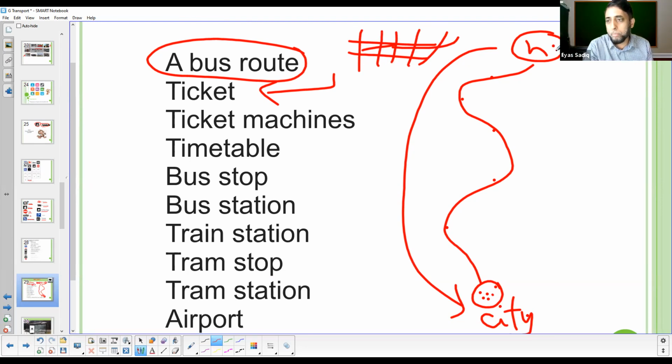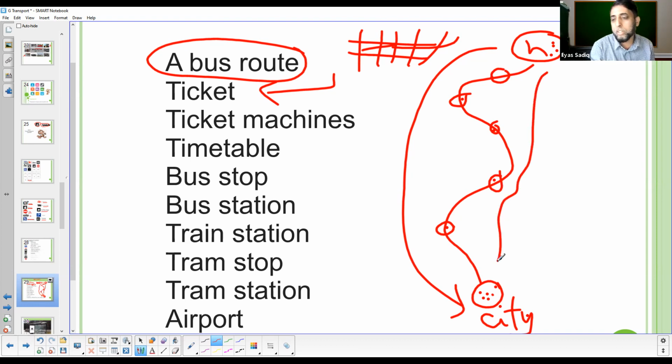This is your home, right? And the bus goes to the city center. And it goes through many bus stops. There are many bus stops there. This is a bus stop. This is another bus stop. This is another bus stop. So it goes through different bus stops. Finally, it goes to the city center. So this is called the route.